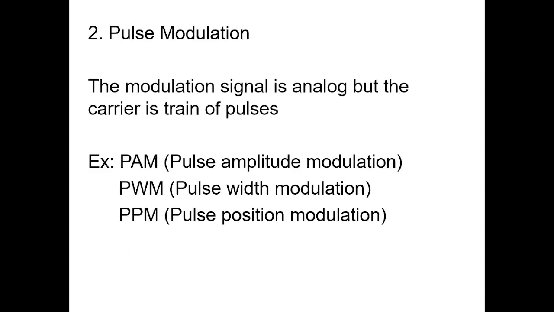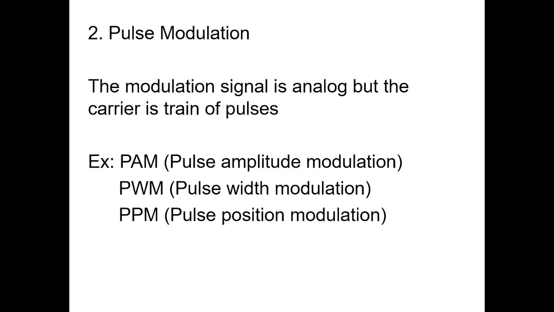Next is pulse modulation. The modulating signal is analog, but the carrier is a train of pulses. The carrier signal that carries the information signal is a train of pulses, so that modulation is known as pulse modulation. Examples are pulse amplitude modulation PAM, pulse width modulation PWM, and pulse position modulation PPM.